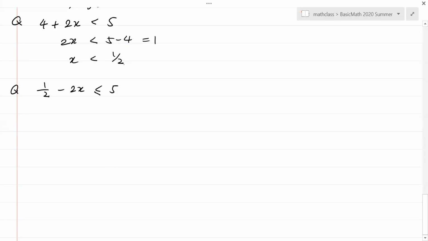First of all, you subtract 1/2 from both sides. So the left-hand side, nothing's left here, just negative 2x. Then you have to combine those two. 5 minus 1/2 is going to be what? 10 over 2 minus 1/2, so it's 9 over 2.